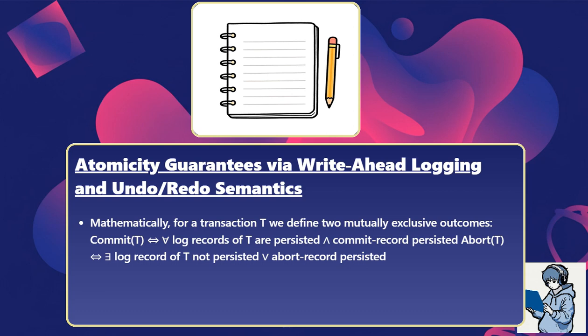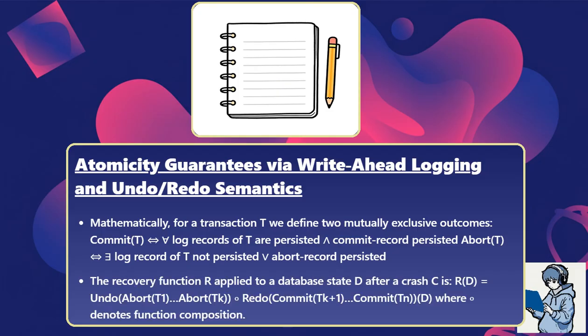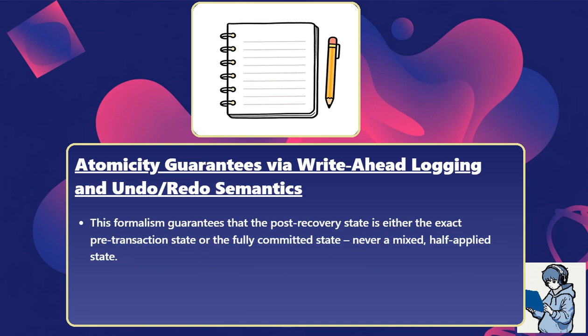Mathematically, for a transaction T, we define two mutually exclusive outcomes. Commit of T is equivalent to: for all log records of T, persisted, and commit record persisted. Abort of T is equivalent to: there exists a log record of T not persisted, or abort record persisted. The recovery function R applied to a database state D after a crash C is R(D) = undo(abort(T1) through abort(TK)) ∘ redo(commit(TK+1) through commit(TN)) applied to D, where the circle denotes function composition. This formalism guarantees that the post-recovery state is either the exact pre-transaction state or the fully committed state, never a mixed half-applied state.